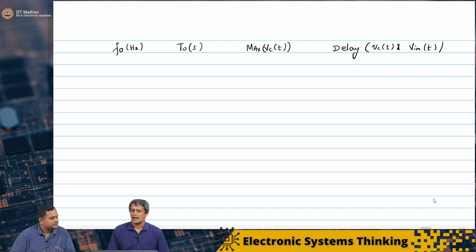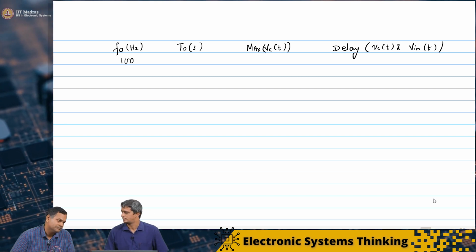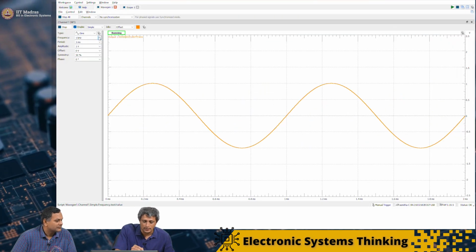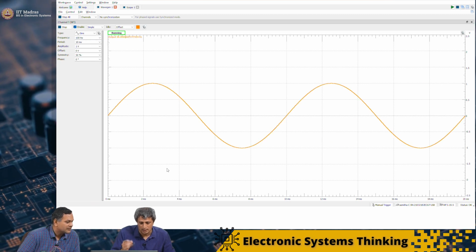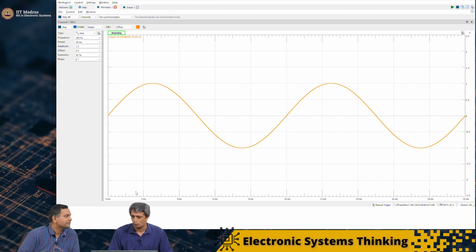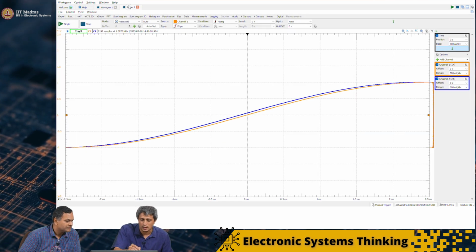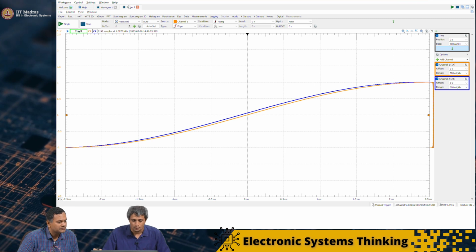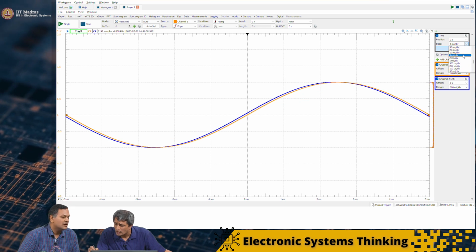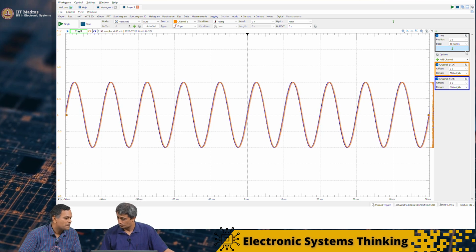So we will start with 100 hertz. I'm going to open this, and this is my sine wave. I'm setting 100 hertz. The period is 10 milliseconds and the amplitude is 1 volt. This is the signal generator output. Going here, I need to scale this a little bit. Maybe 5 milliseconds per division, something like that. This seems pretty good.